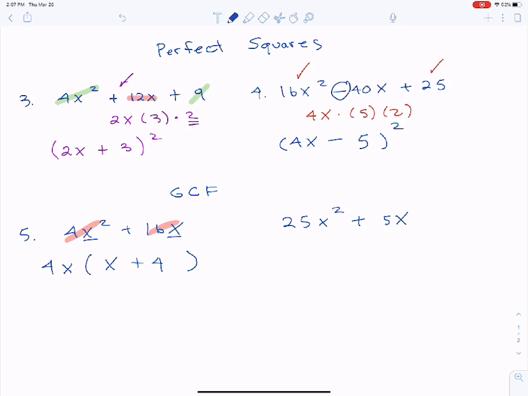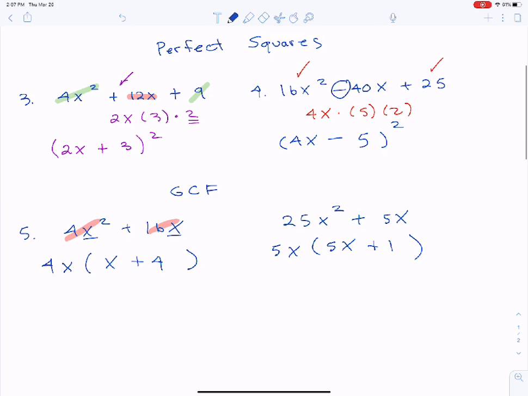In this case, let's see what we got. The first thing we're going to do is ask ourselves, in all the terms, is there a number that goes into all of them? And I think you'd agree, 5 goes in all of them. Is there a variable? Yes. X divides into both of them, so I'm going to pull out an x. So what does that leave me with? Well, 25x squared divided by 5x is 5x. 5x divided by 5x is 1. And again, I can check it. 5x times 5x is 25x squared. 5x times 1 is 5x.